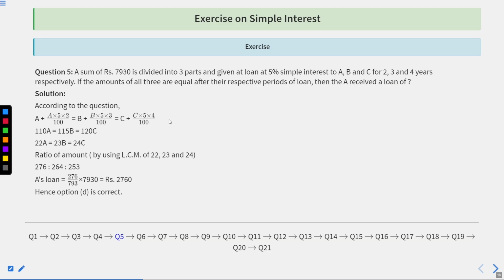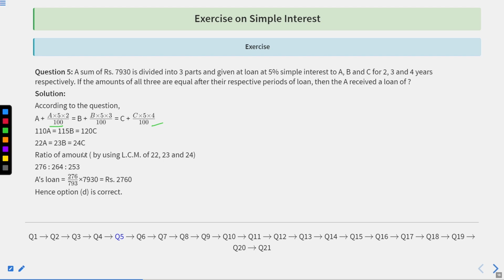So let us have a look over the solution. According to the question, A plus A times 5 times 2 upon 100 is equal to B plus B times 5 times 3 upon 100 equal to C plus C times 5 times 4 upon 100. So when you simplify this, you will have 110A equal to 115B equal to 120C. Let us simplify this. Then we will have 22A equal to 23B equal to 24C.